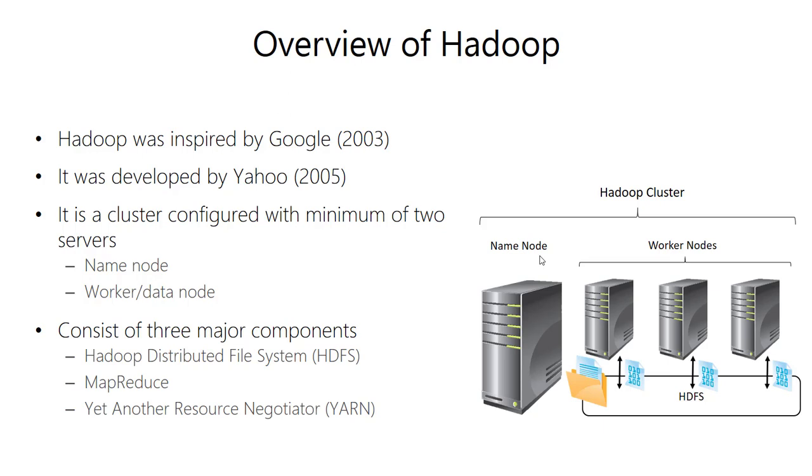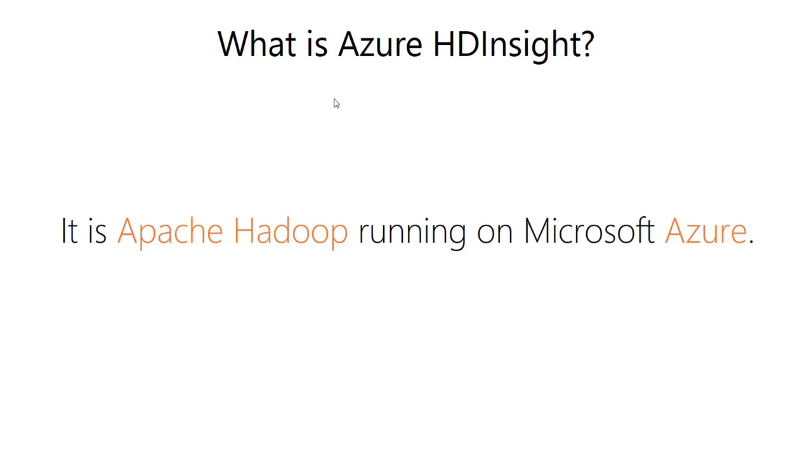Let's talk about HDInsight. What is Azure HDInsight? We can simply describe it as Apache Hadoop running on Microsoft Azure. This means Apache Hadoop is available as a cloud service or cloud platform. Therefore, we don't need to spend time on building the cluster. We can pass instructions to Azure explaining the cluster we want, and Azure will create one for us.